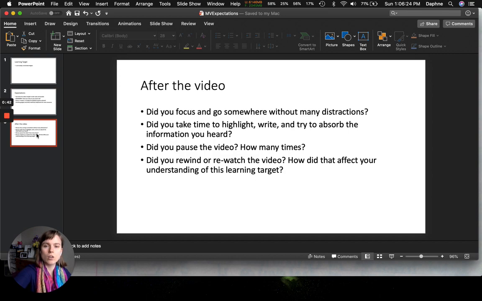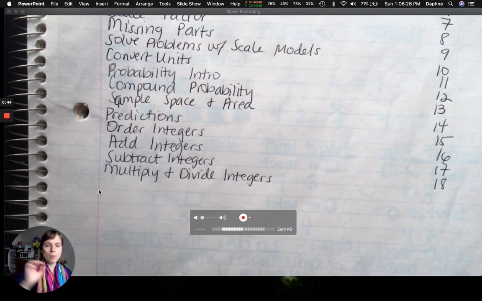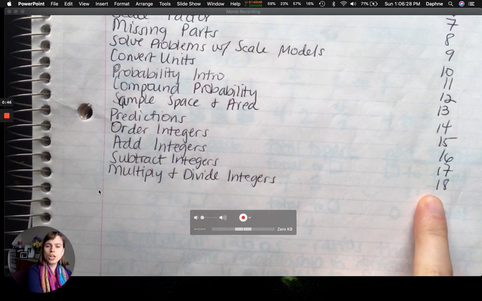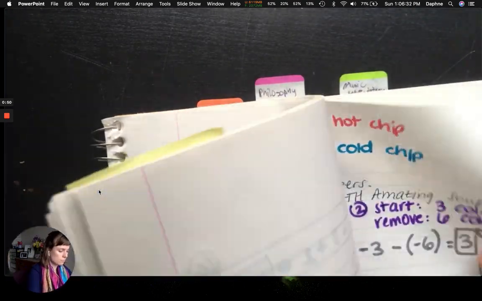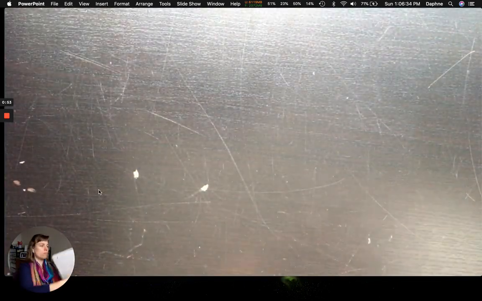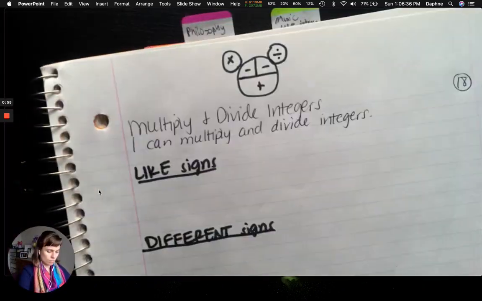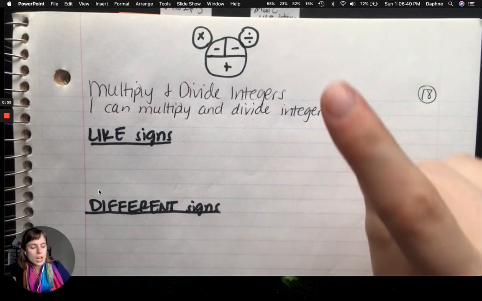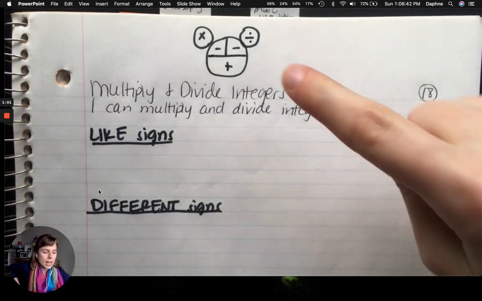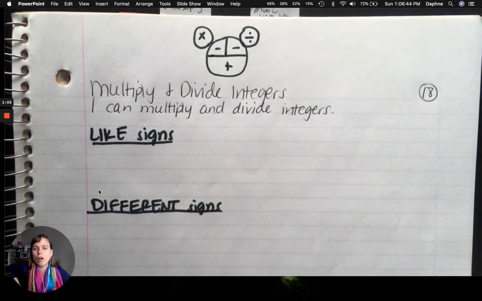All right, so minimize this. Multiply and divide integers, we're on page 18. All right, so this is what our notes look like so far. We have a title, we have our learning target, and yes, draw Mickey Mouse.